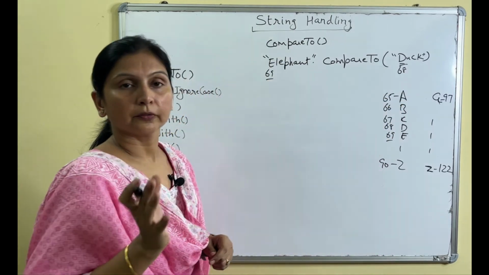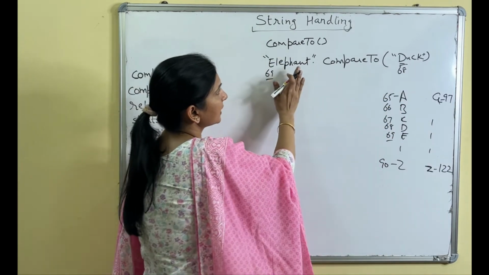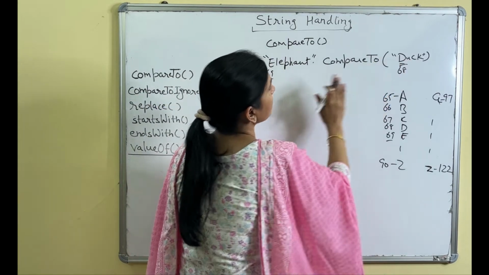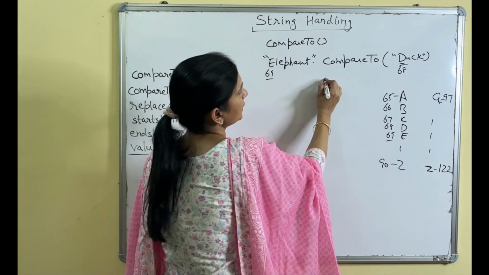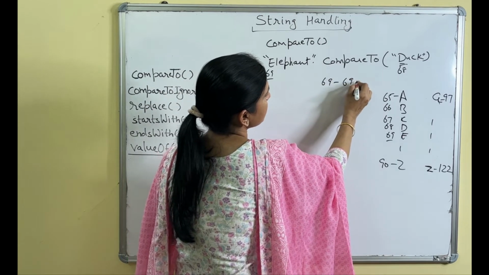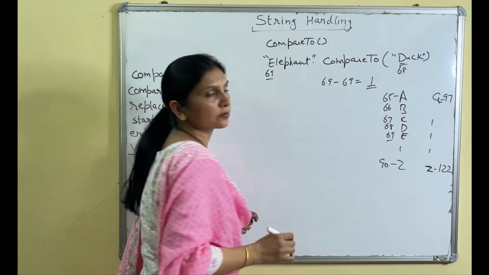Now how will you find out the difference? We are writing elephant dot compareTo duck. So we will subtract 68 from 69. You will write 69 minus 68 and the result is 1.